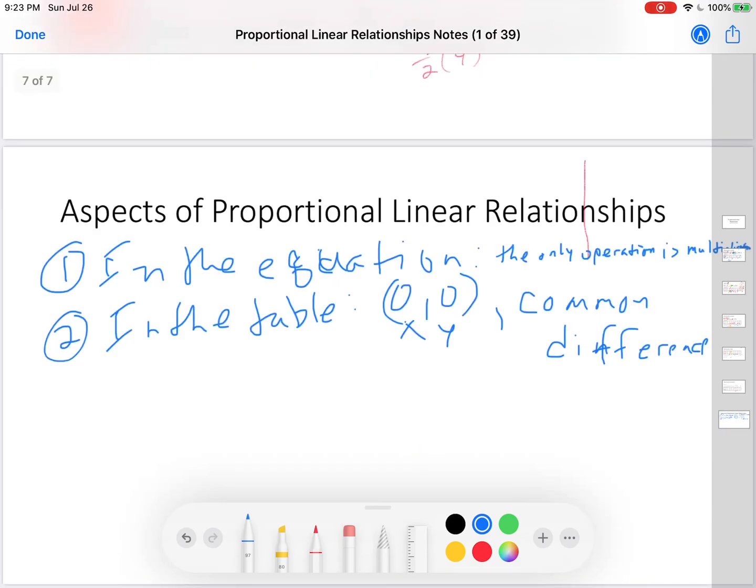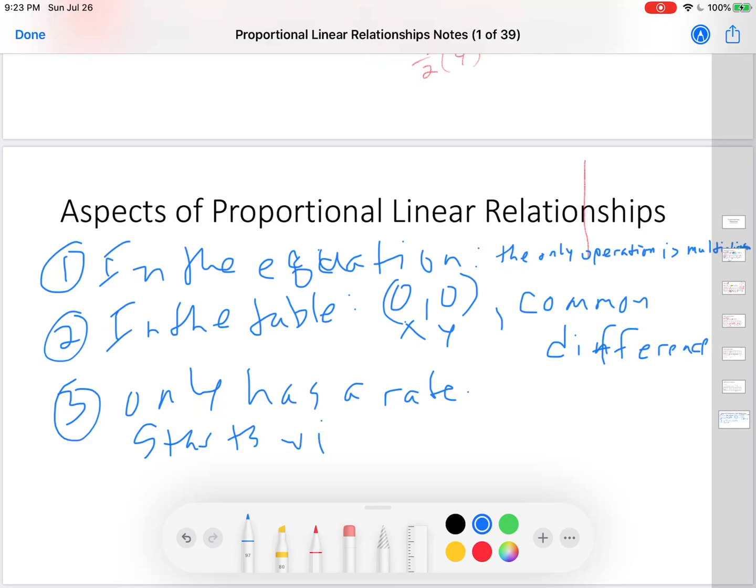So the situation only has a unit rate. Well, it actually could have a non-unit rate like the first one did. It only has a rate. And that's it. And it starts with 0. And that's the entire business of proportional linear relationships. Okay.